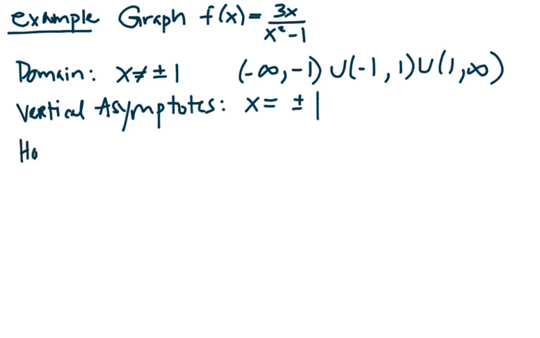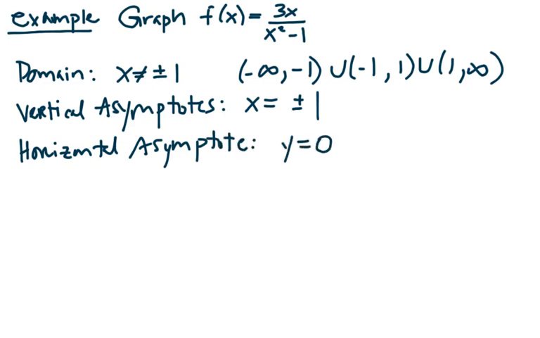We've got a horizontal asymptote. The horizontal asymptote is y equal to 0. And we can prove that by dividing out every term by x squared. So we'd have 3 over x, over 1 minus 1 over x squared. A horizontal asymptote is what the graph does at infinity. So as x gets very, very large and positive or very, very small and negative, we're going to approach 0 over 1, which is 0. So that justifies our horizontal asymptote here.